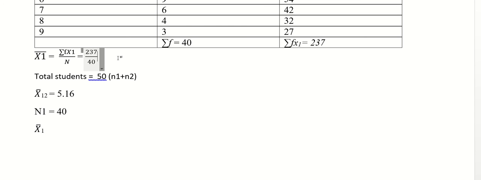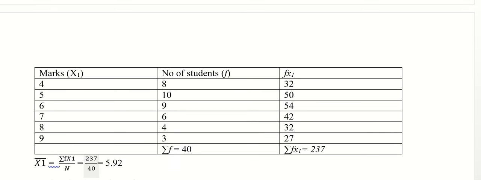What we have calculated is 237 divided by 40, which is 5.92, right? Mean 1 is given to you. Now n2 is the remaining 10 students, and mean 2 is not given to us. This we have to calculate. This is the only thing not given to us now, because mean 1 we have calculated.